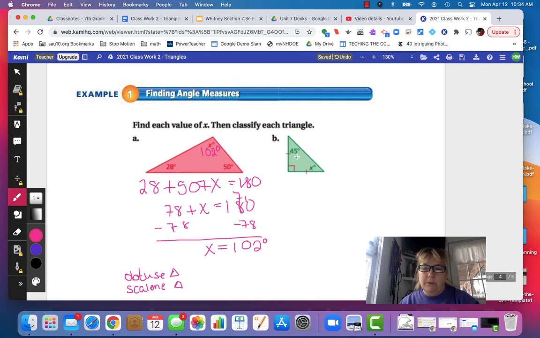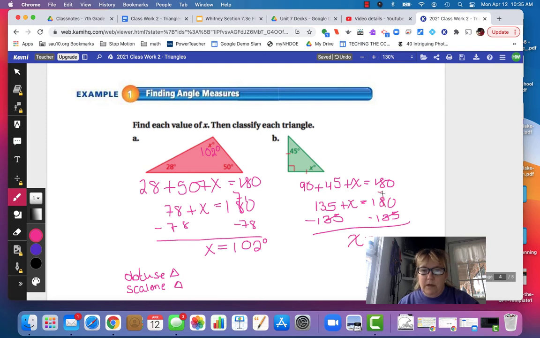Okay, B is an example of what I like to call the rock star triangles. There's actually two or three of them. This one has a 90 degree angle, a 45, and we'll figure out what that x is. So 90 plus 45 plus x is equal to 180 degrees. Add those two together, you get 135 plus x is equal to 180. Subtract 135 from both sides, and you end up with x is equal to 45 degrees.